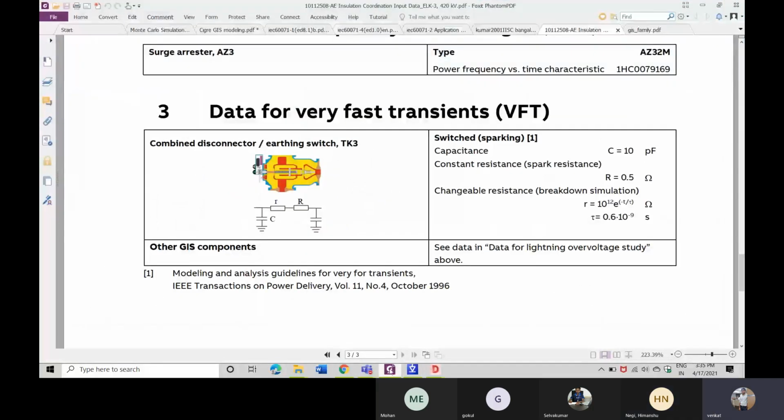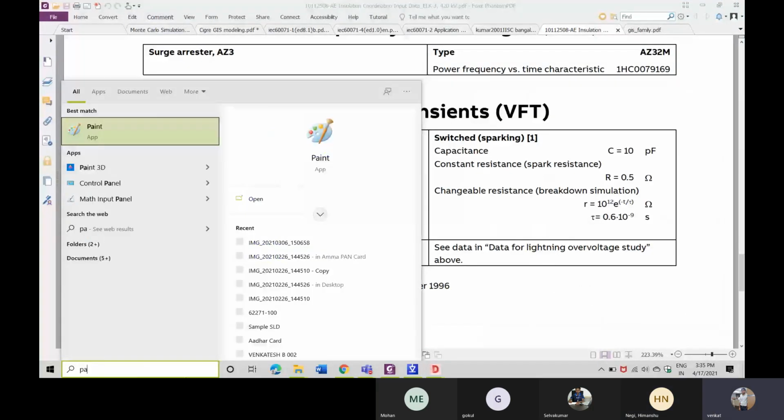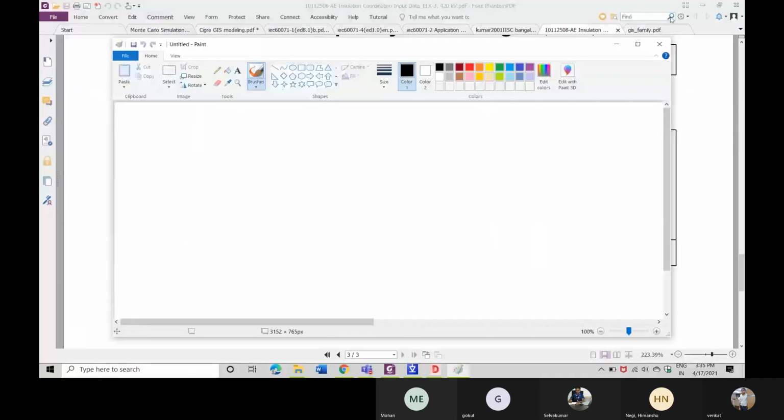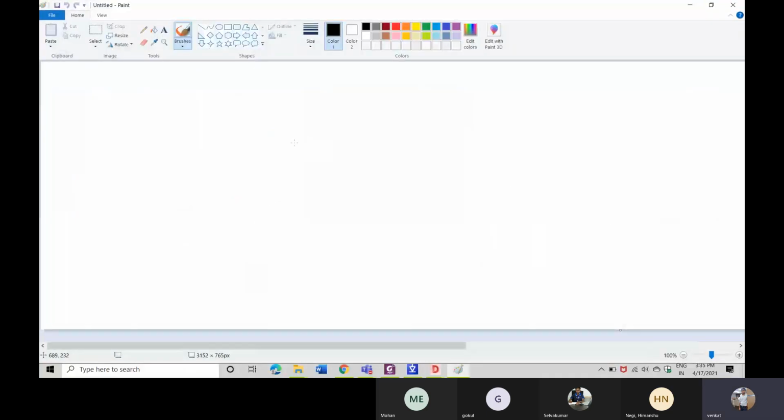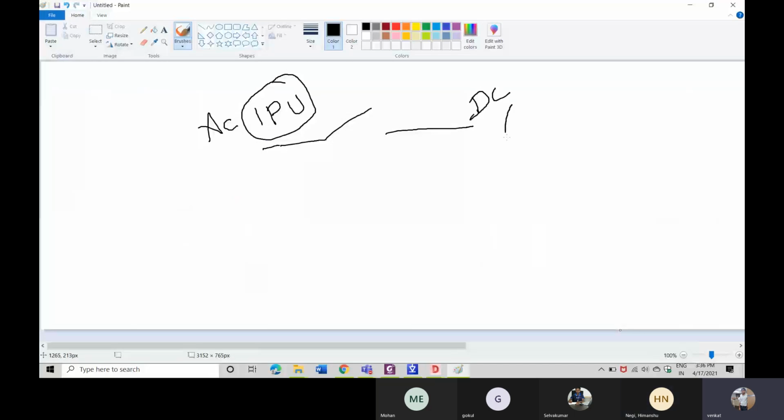Yes, I will take a paint. The general thing is that here we have a disconnector, right? This disconnector will have one side at 1 per unit, which we call the AC port. The other side is a DC port. That is how we have modeled it. It is minus 1 per unit. This is how we have to take the scenarios. Wherever this scenario is possible, we can create a case.